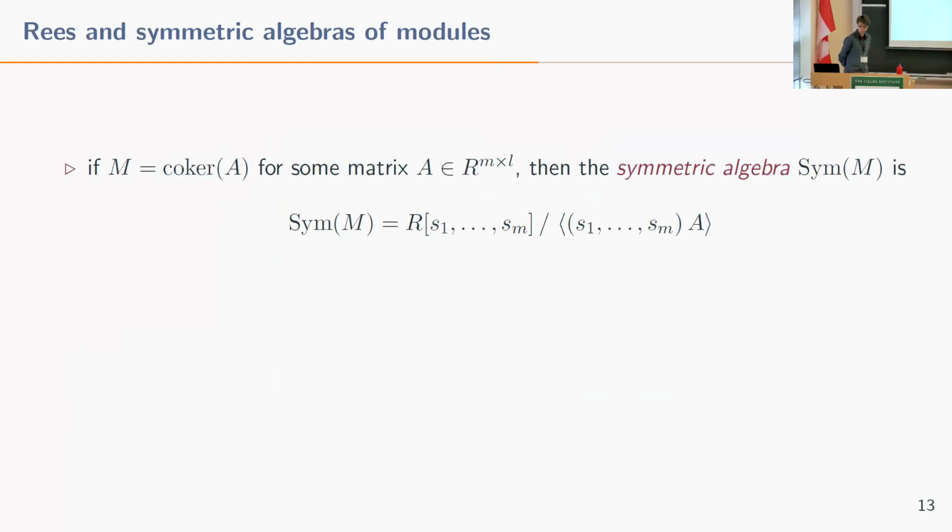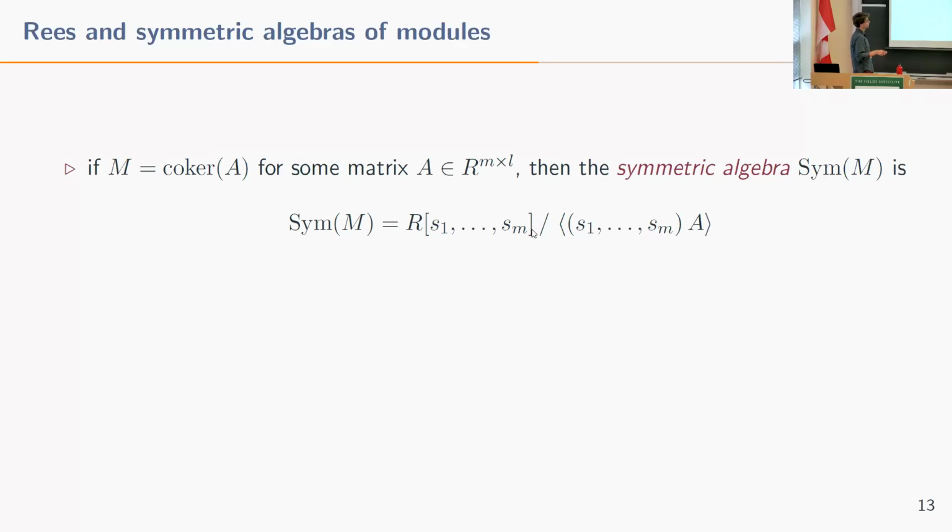So now I'd like to introduce the Rees and symmetric algebra of a module. Well, the symmetric algebra is pretty easy. If you have any module that's a co-kernel of a matrix, then the symmetric algebra just turns this module into an algebra. So you want basically the same relations to hold. So what do you do? You append m many extra variables.